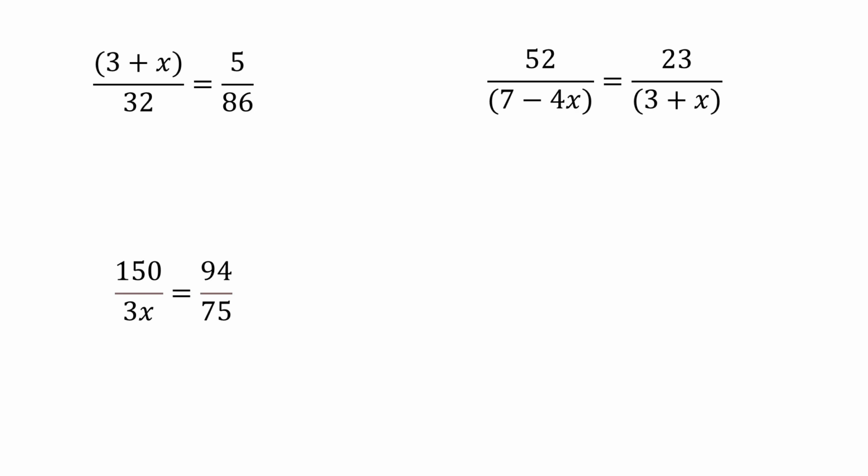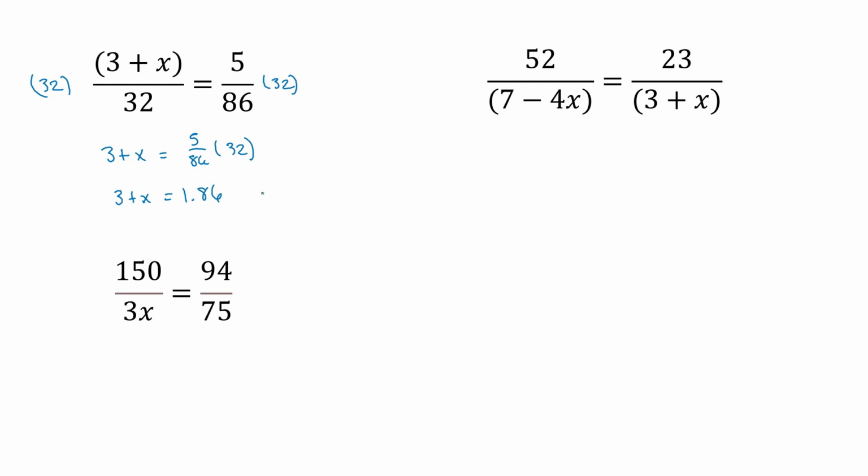So for these problems, you can see I have more complex fractions that I need to deal with. Sometimes I have x in the numerator, sometimes I have x in the denominator, and sometimes I have x on both sides. So I'm going to start with this upper left-hand equation, and I'm actually going to start by multiplying both sides by 32. That gives me 3 plus x is equal to 5 over 86 times 32, which gives me 3 plus x is equal to 1.86.